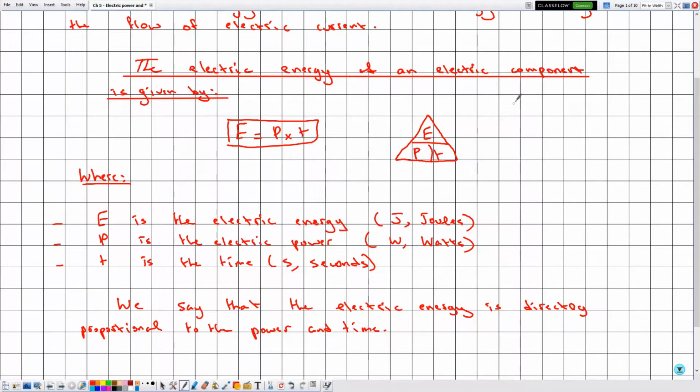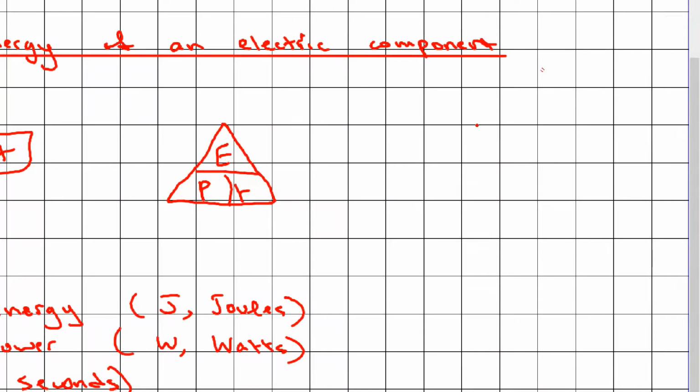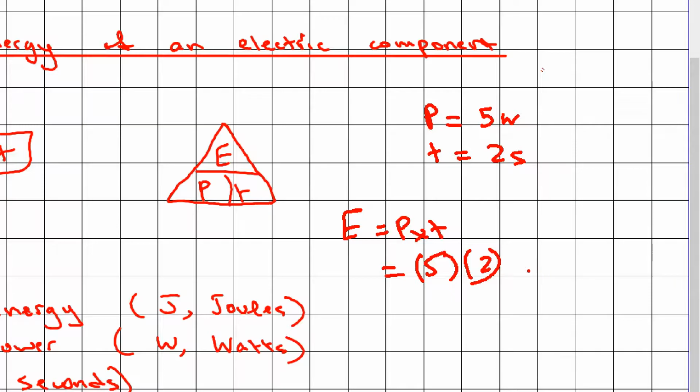Now, for example, suppose that we have an electric component. Its power is given by P is equal to 5 watts and T is equal to 2 seconds. We are interested in calculating the energy. Simply E is given by P times T. So the value of P is given by 5 in the SI and the value of T is given by 2 in the SI. So this is given by 10. Since P and T are expressed in the SI, so the value of E will be in the SI, which is joules. Then E is equal to 10 joules.